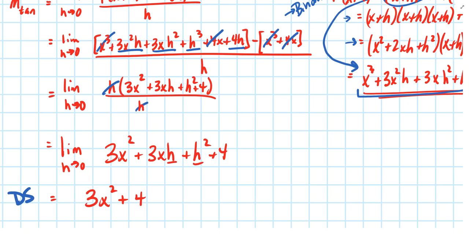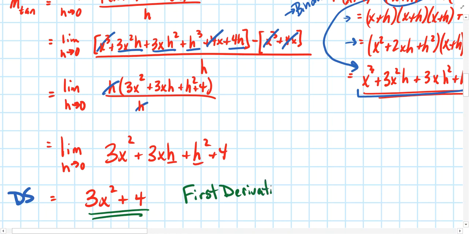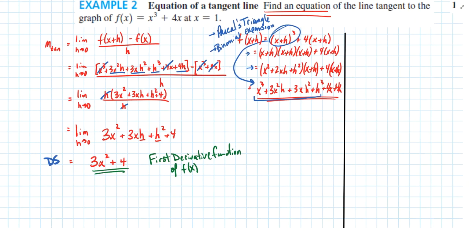As a bit of foreshadowing here, let's just pause for a second. This resulting function is what we would call the first derivative function. It's the first derivative function of, in this case, f of x. And I want you to pay close attention to this function, how it looks, 3x squared plus 4, and then compare that to what we had back here.